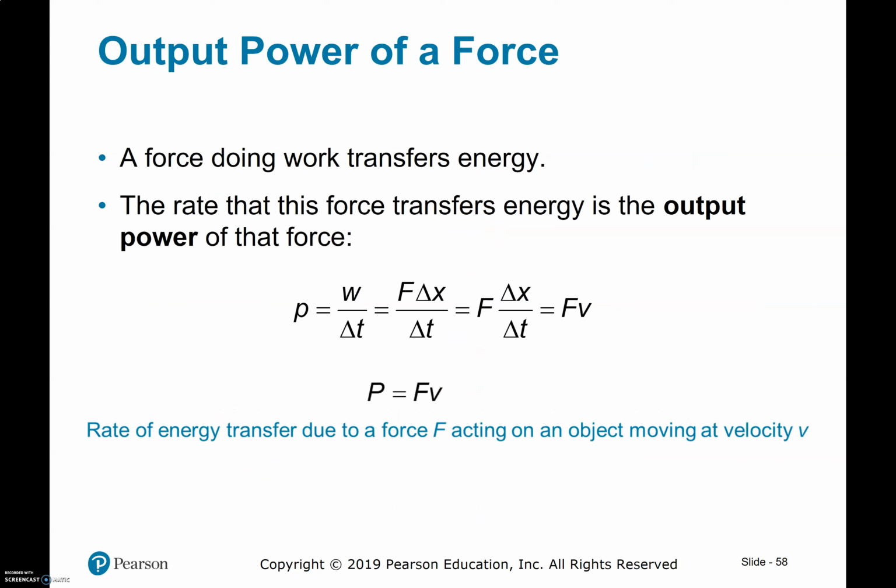Another equation for power comes from rewriting the work as force times displacement. Remember, that is our equation for work. So if you take force times displacement and divide that by delta t, that is your power. Now delta x over delta t is the velocity. So you end up with this equation, which says that power is equal to force times velocity.